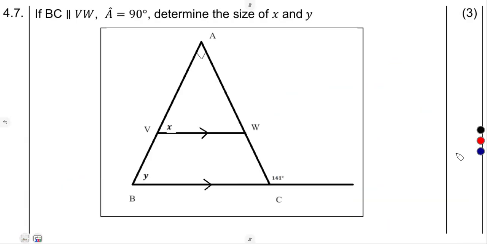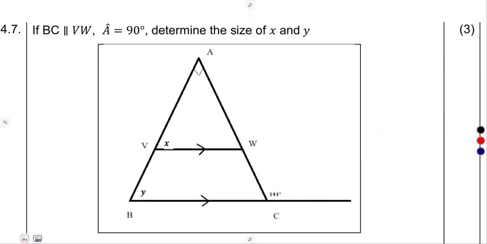Right, 4.7, we are given a diagram, and that is if BC, this one, is parallel to VW, if they are parallel, and angle A is 90 degrees, even though it does not look like a 90 degree, but they are saying it is 90 degrees there. Determine the size of X and Y. Okay, let's see our X and Y there.